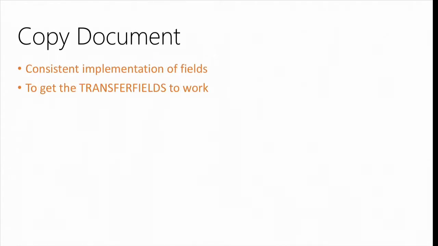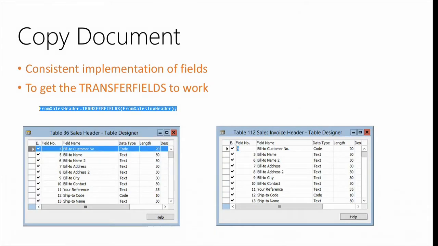Another implicit implementation pattern is that we need to implement fields in tables consistently to get transfer order to work. It is used widely in both copy document and also in posting of documents. So number, data type, and length must fit, otherwise.